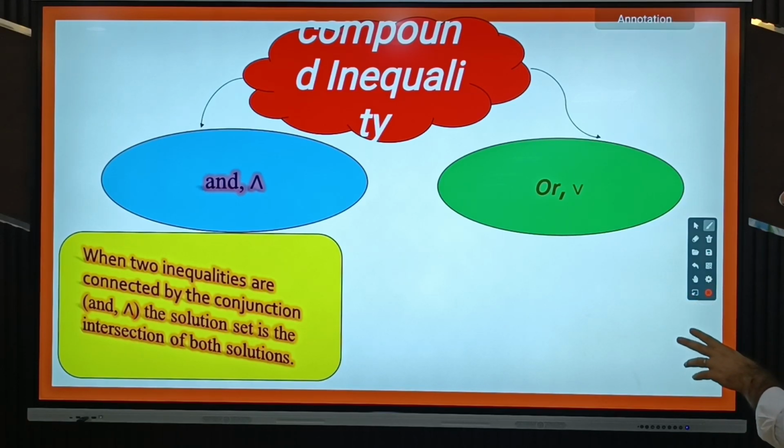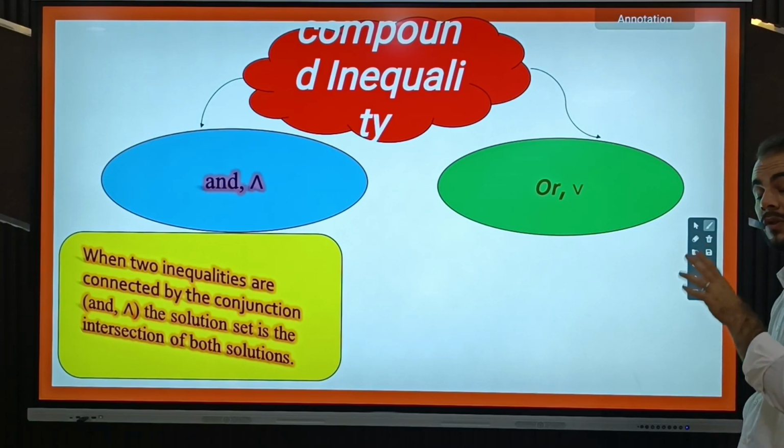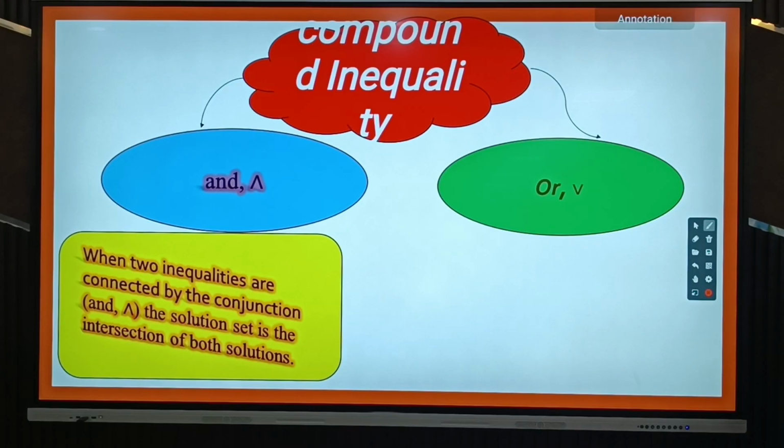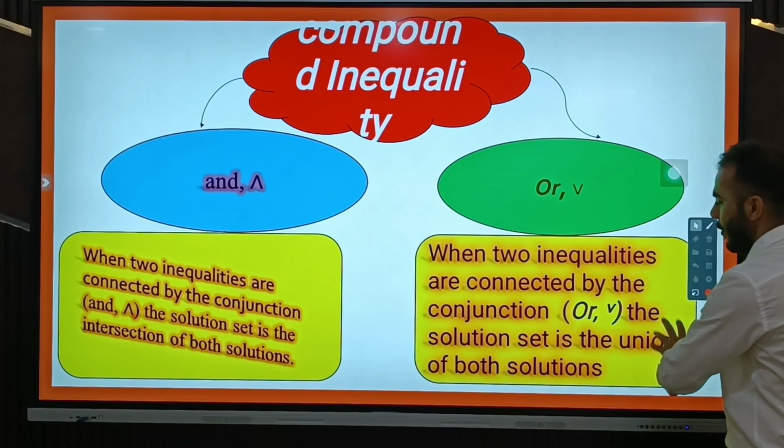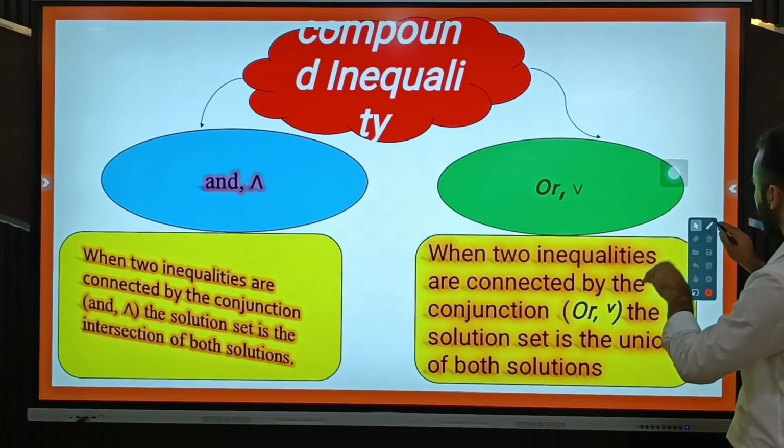So when two inequalities are connected by the conjunction of "and", the solution set is the intersection of both solutions. We are going to have examples, don't worry about it. And when two inequalities are connected by the conjunction "or", the solution set is going to be the union of both solutions.